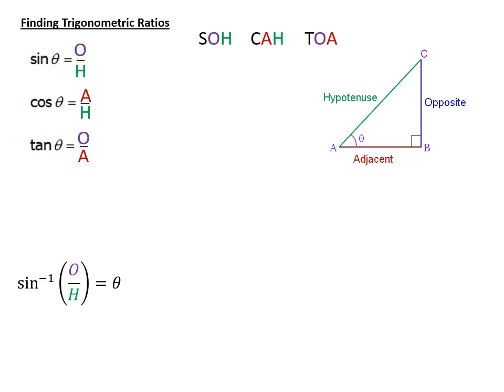So we can also undo it. That means we take the ratio, the fraction, and get the angle. And to do that, we do sine inverse of opposite over hypotenuse will get us the angle. Cosine inverse of the adjacent over the hypotenuse will get us the angle. Tangent inverse of opposite over the adjacent side will get us the angle.